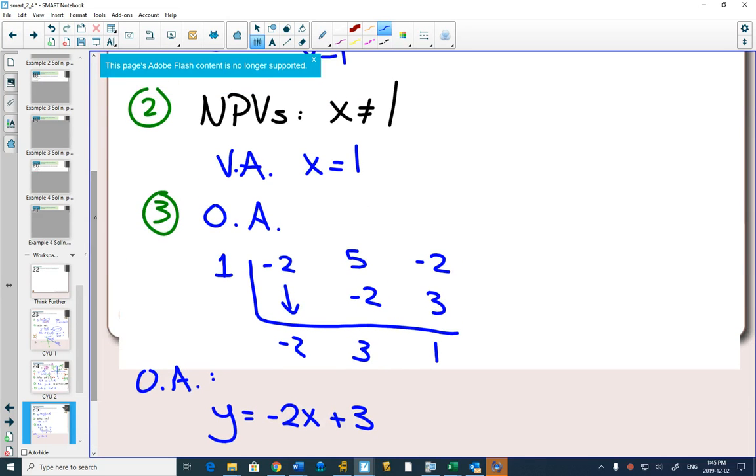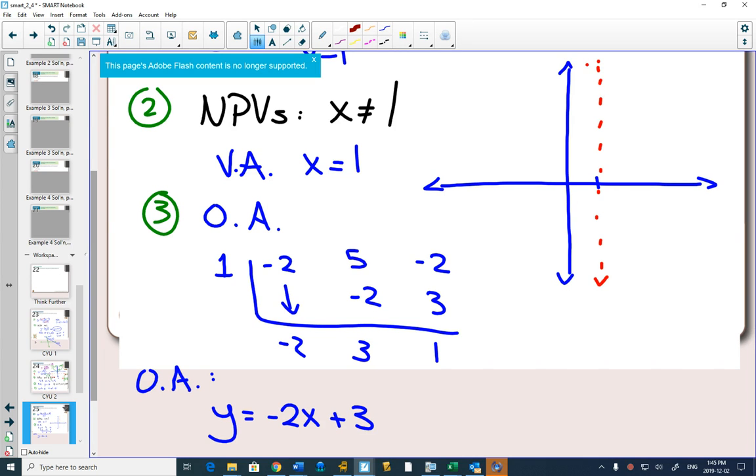And just like before, I'm going to start graphing this. So we know we have a vertical asymptote at x equals 1. I'm going to graph negative 2x plus 3. It would have a y-intercept of 3 and a slope of negative 2, meaning going down 2 over 1. And label that asymptote as well.